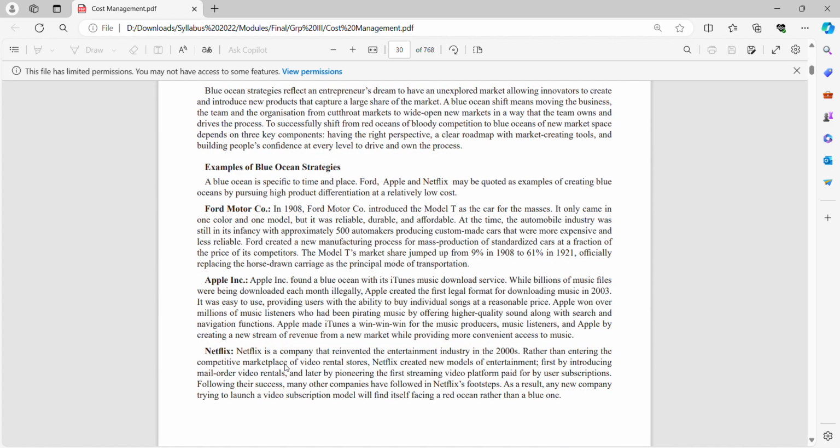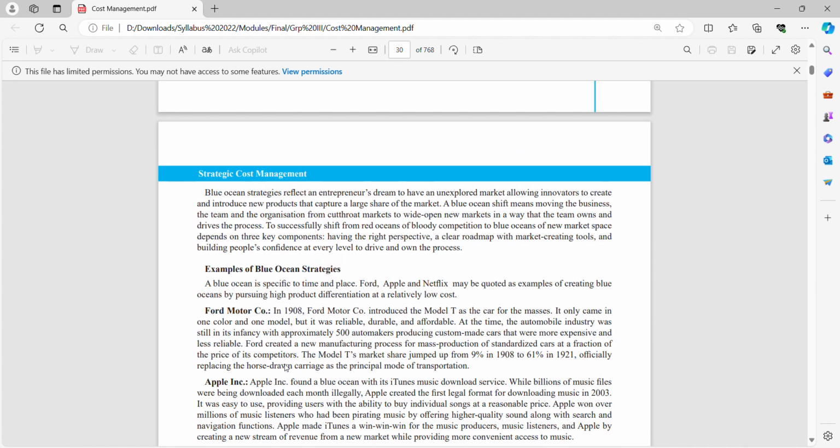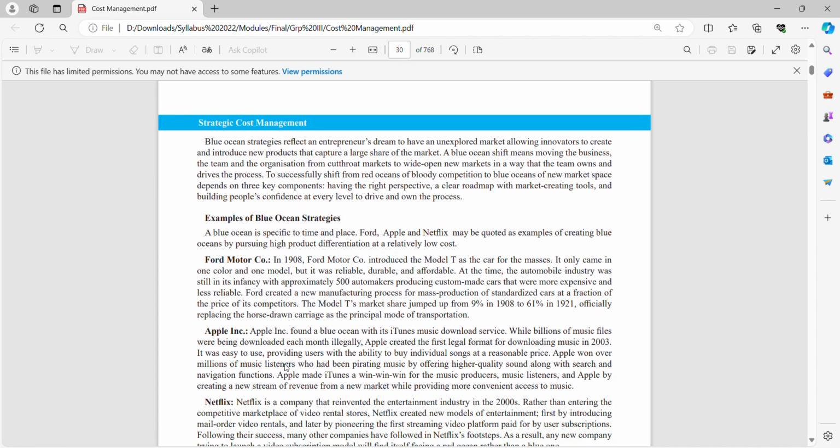Okay, and they have taken examples of blue ocean strategies. Examples are very easy. Just one read will help you to understand.